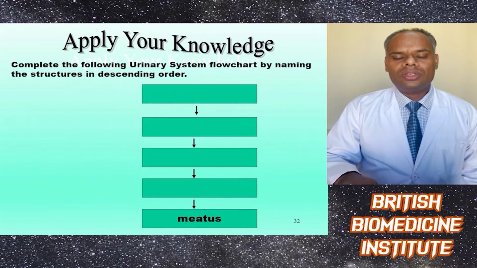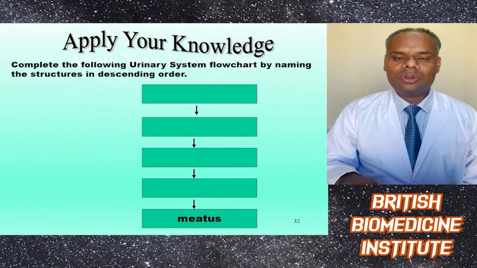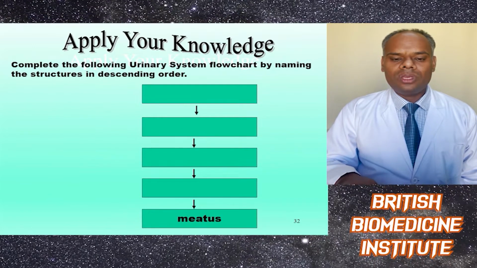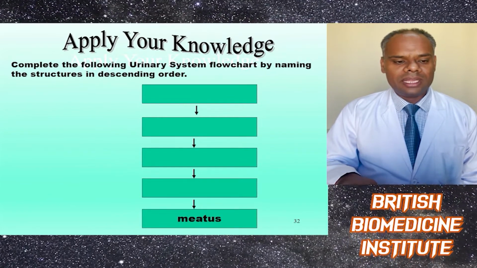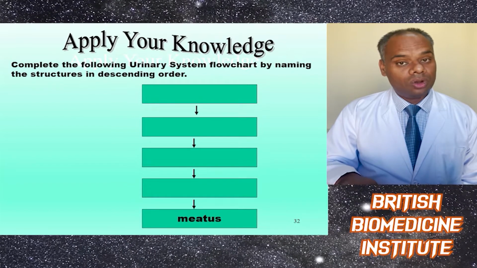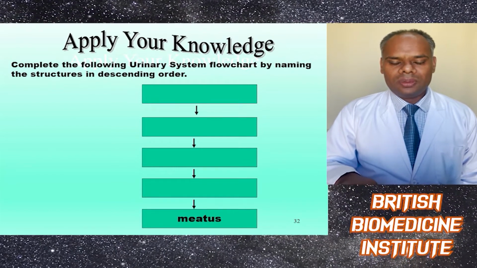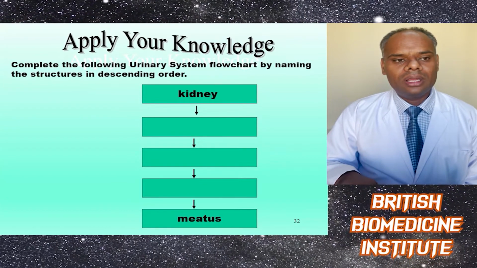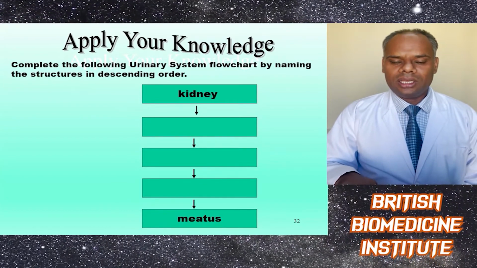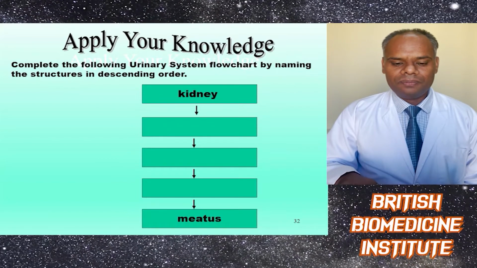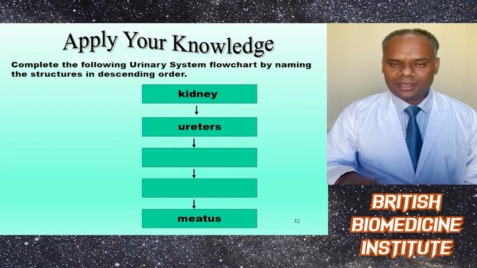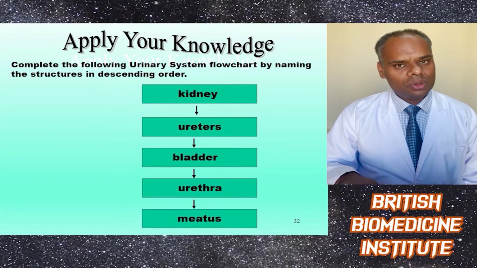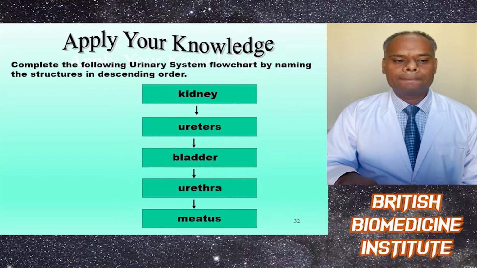So now I want you to apply your knowledge and you can provide your answer in our YouTube comment section. Complete the following urinary system flow chart by naming the structure in descending order. So first one will be urine. Urine will be filtered by the kidney, then it will go to ureter, then it will go to bladder. After bladder, it will go to urethra, and from urethra, it will go to meatus.